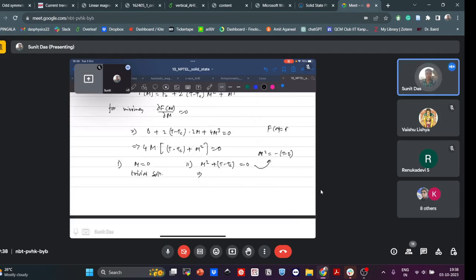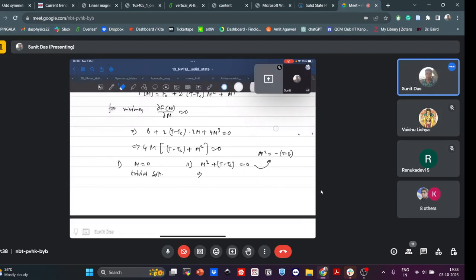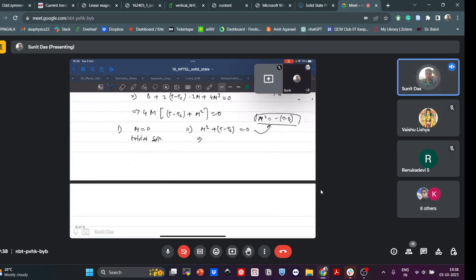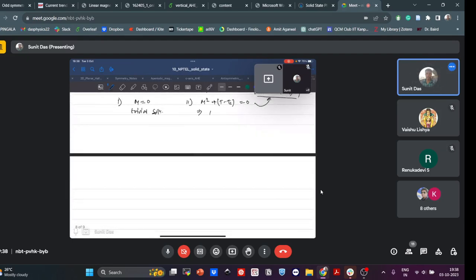Actually, in f of m there is f0 plus some constant a by 2 or 2a, whatever, then m square into t minus tc. This is the actual formula, but we ignore those constant factors a, b, and the dimensions are actually factored into m and t. Okay, so there is nothing wrong in writing this way. So m equal to plus minus root of t minus tc. So this is another solution.